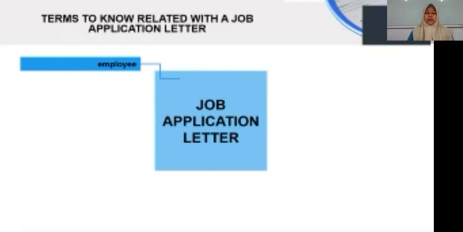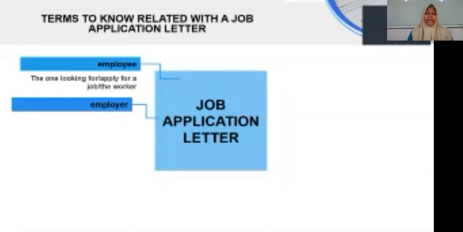Yeah, the first one we have is employee. Okay, so employee is us, the one who is looking for or applying for a job, or the worker. So don't get confused. We call ourselves not employer. We are the employee. Okay, we are the one who is looking for a job.